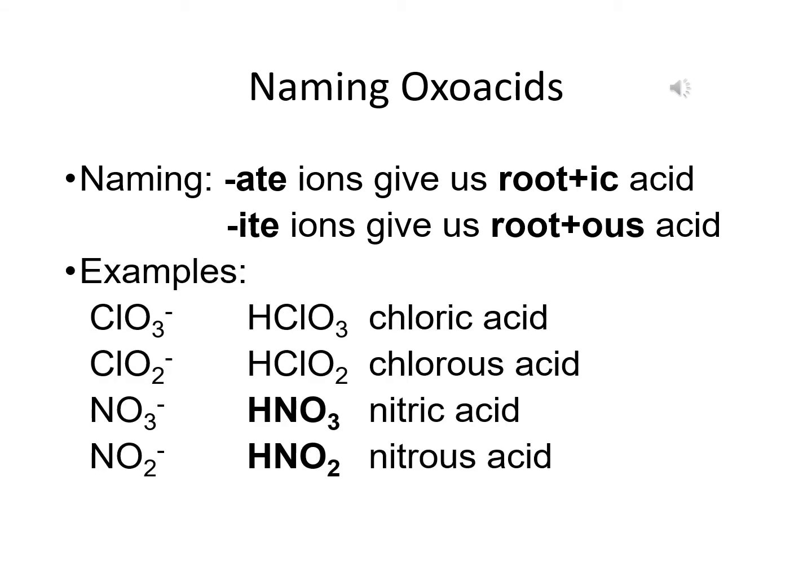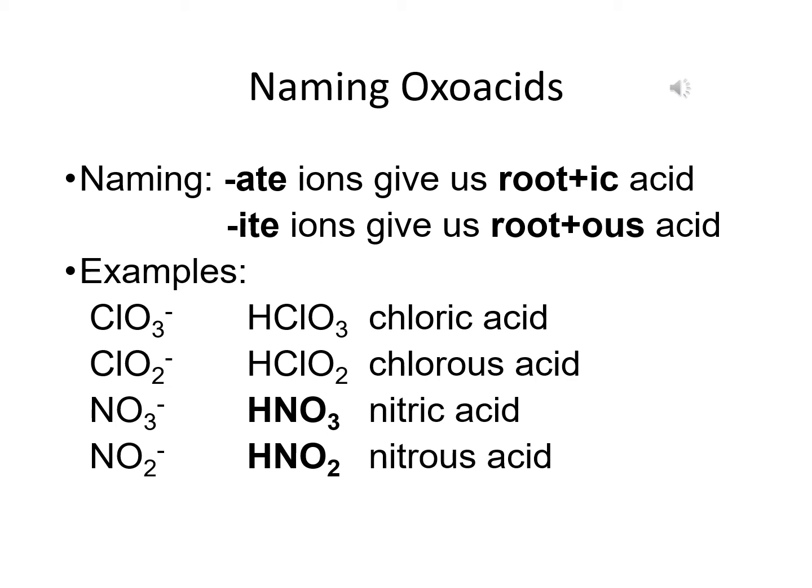Here we continue naming oxoacids, and you can see if you got the correct formula for nitric acid. We started with the nitrate ion, NO3 with a -1 charge, which means we add one hydrogen to the beginning of that formula to get HNO3. Because we started with an ate ending, our acid is named nitric acid.